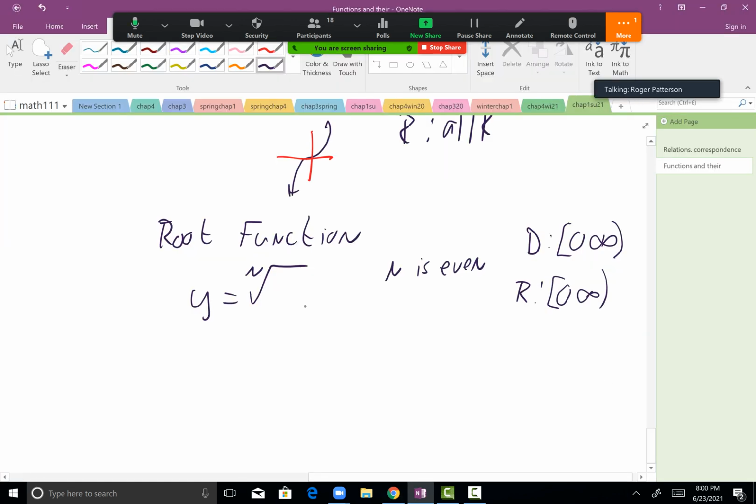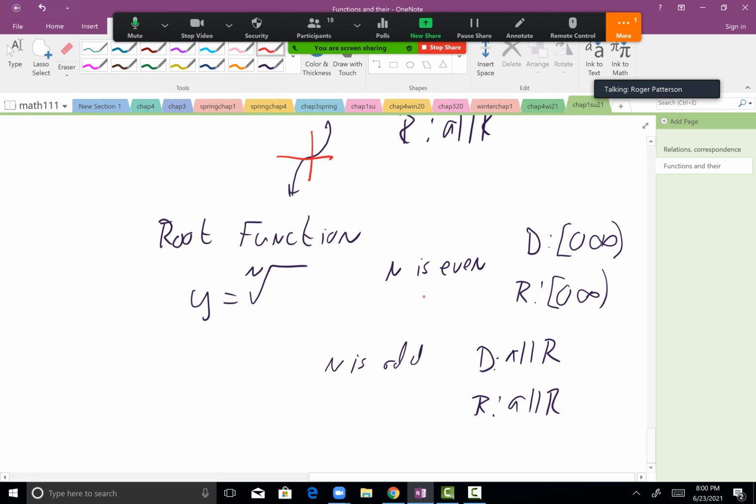So here's my root function. This is what I wrote down so far. Okay, so when n is odd, domain, all real numbers. I'm just going to go all real like that. You can write it in interval notation if you want. All real like that. Okay.